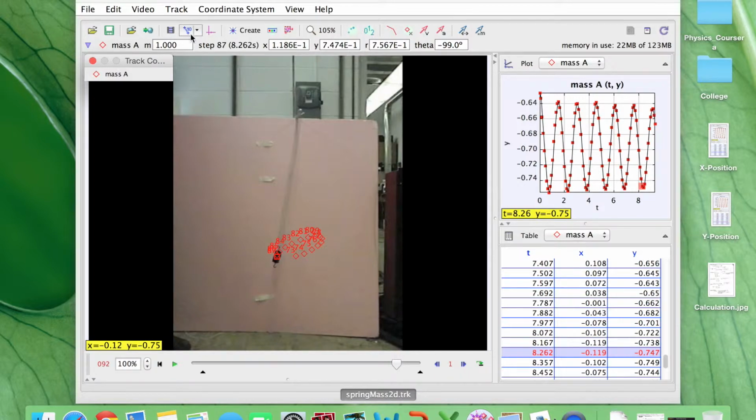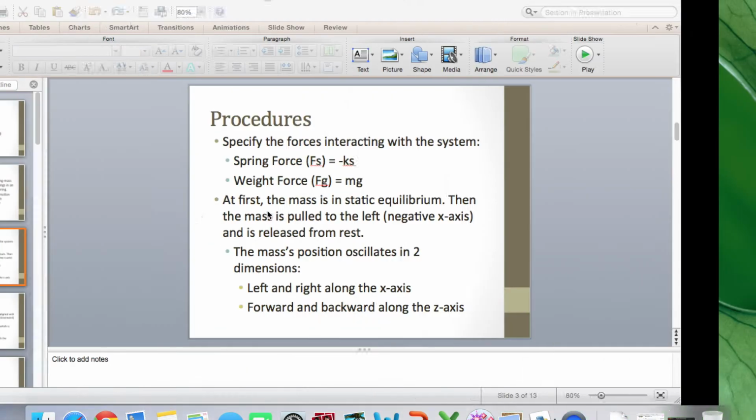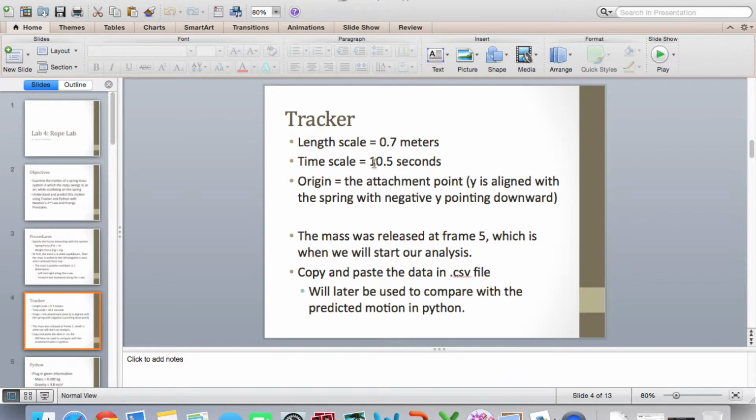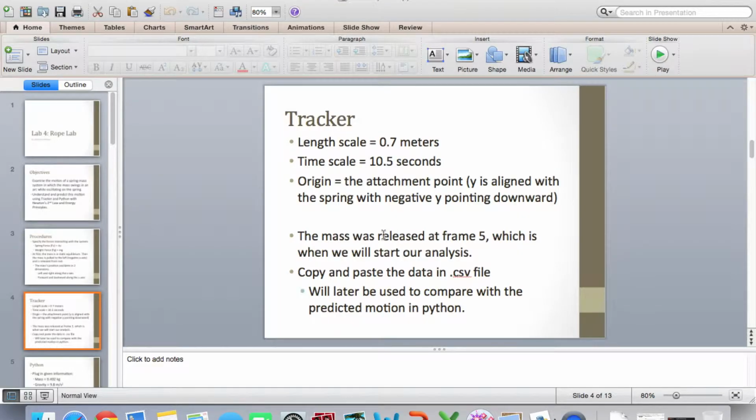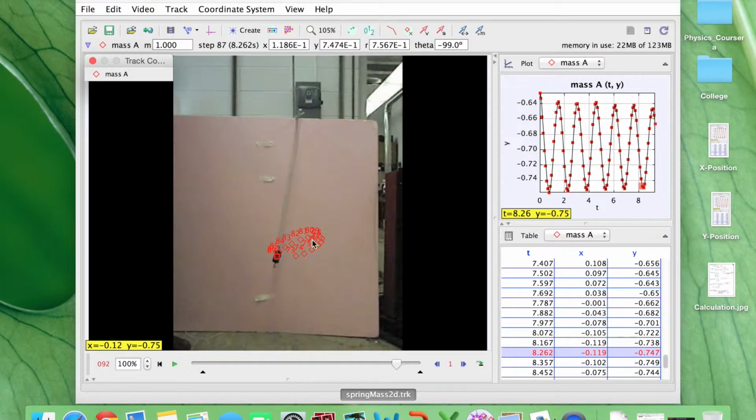We've set the scale length to be 0.7 and the timescale to be 10.5 seconds, the origin to be the attachment point, and the mass was released at frame 5. So that's where we start our analysis, because that's when the object starts moving. The data that we collected here, we will copy and paste into the CSV file, and later use to compare with the predicted motion that we find in Python.